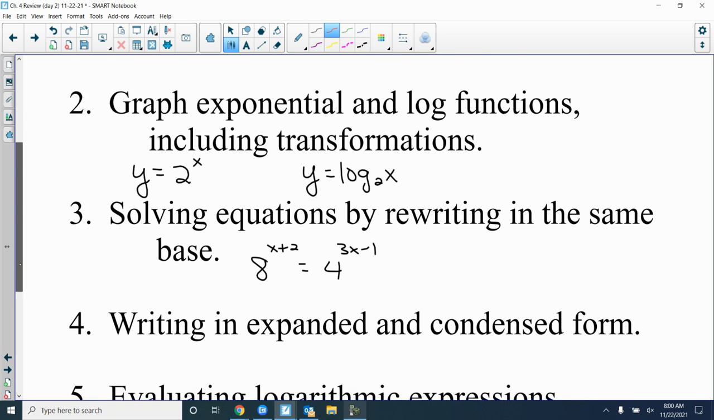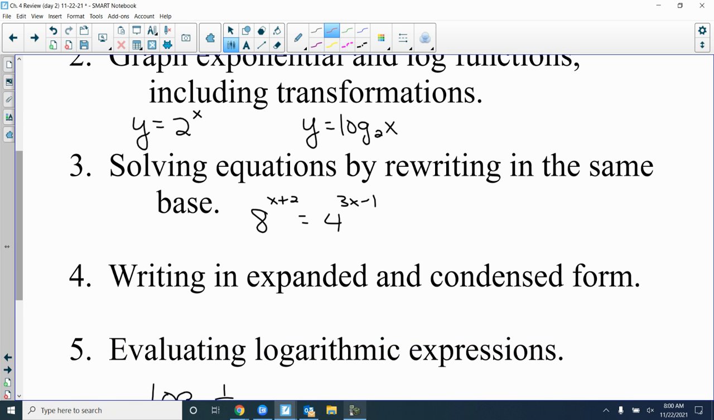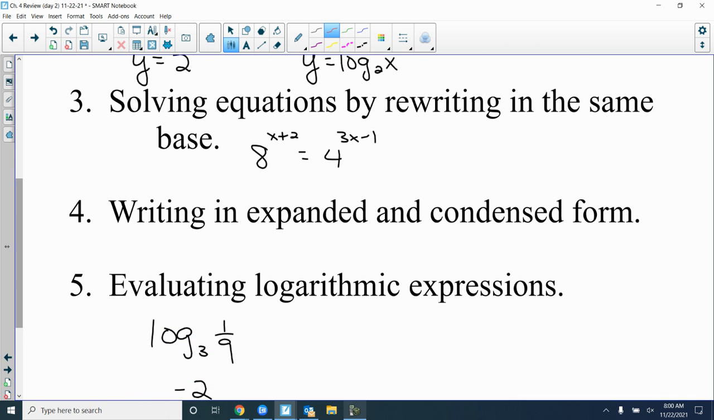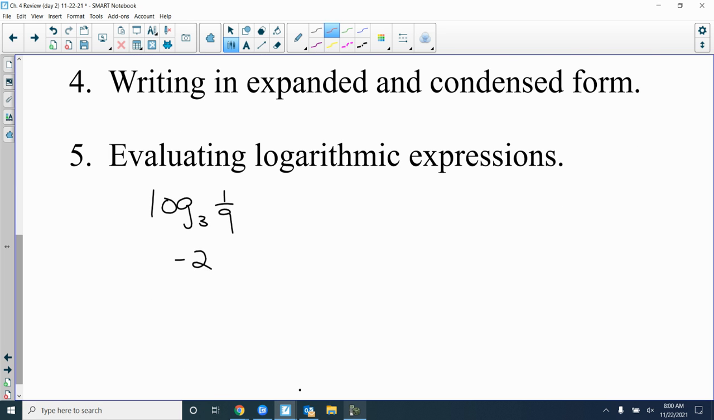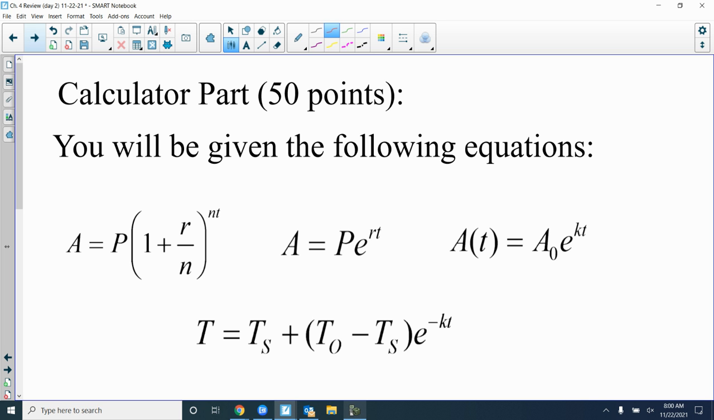Solving equations by rewriting in the same base. Right here, you've got to make that 2 cubed, make that 2 squared. Understand how to do that. Expanding and condensing, using your properties. If something has a plus in it, you can write it as a product. If something's a product, you can make it a sum. And then evaluating log expressions, which you had like 8 or 9 of on the one page. Log base 3 of 1/9. What is that? Well, that's -2. Okay, so that would be the no calculator test.